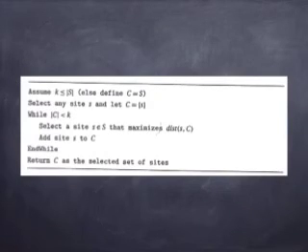Assume k is less than or equal to the size of S, else define C equals S. Select any site s and let C equal the set containing just s. While the size of C is less than k, select a site s in S that maximizes the distance of s from C. Add site s to C. Now after we break out of the while loop, we return C as the selected set of sites.